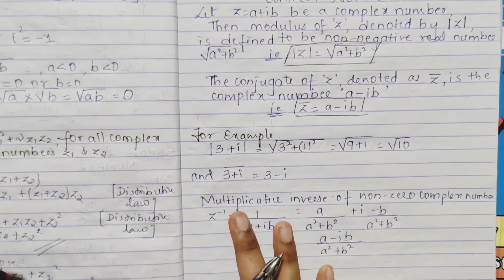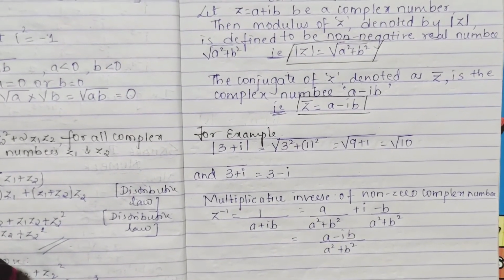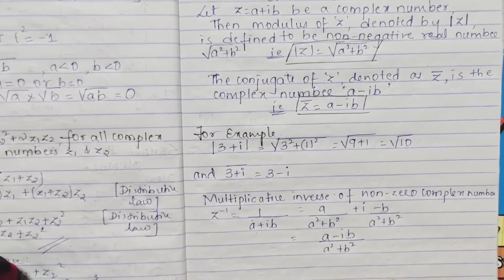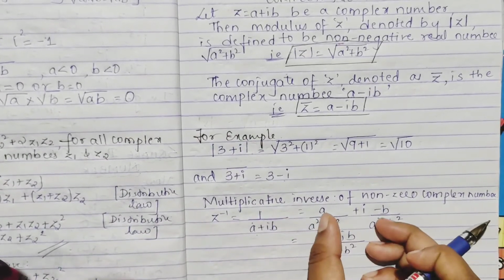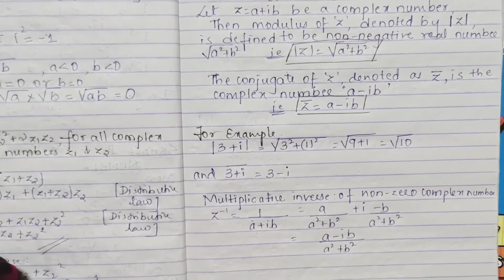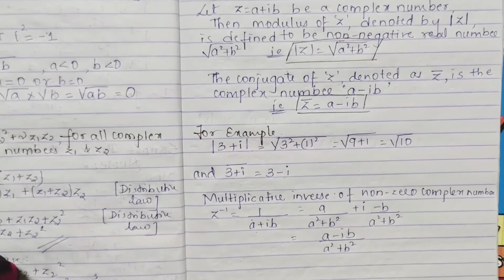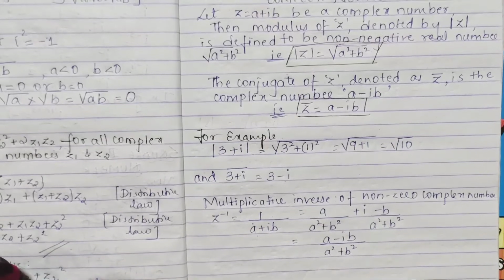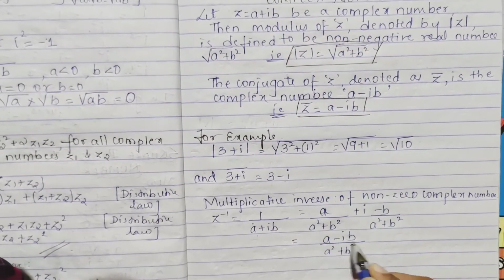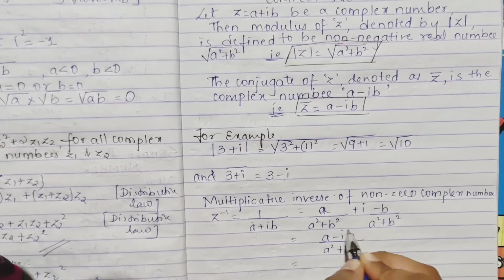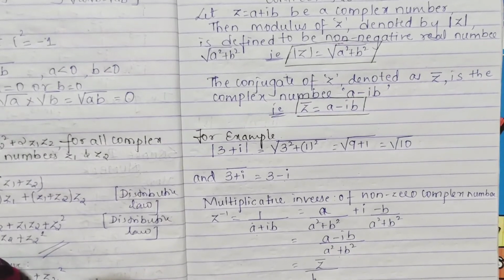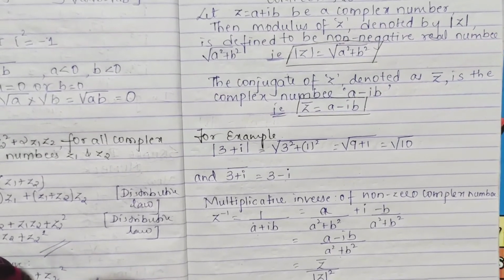Your multiplicative inverse of a non-zero complex number. Okay, z inverse, how is it given? 1 by a plus ib, and this z inverse we even split how? A by a square plus b square plus i times minus b by a square plus b square. I have already given you this in one note, I guess in a previous topic. When we solve this, if we take the LCM, a square plus b square becomes the denominator, and we get a minus ib. Now here, a minus ib is what? Your conjugate, and a square plus b square is what? Modulus square, right? It is modulus square.